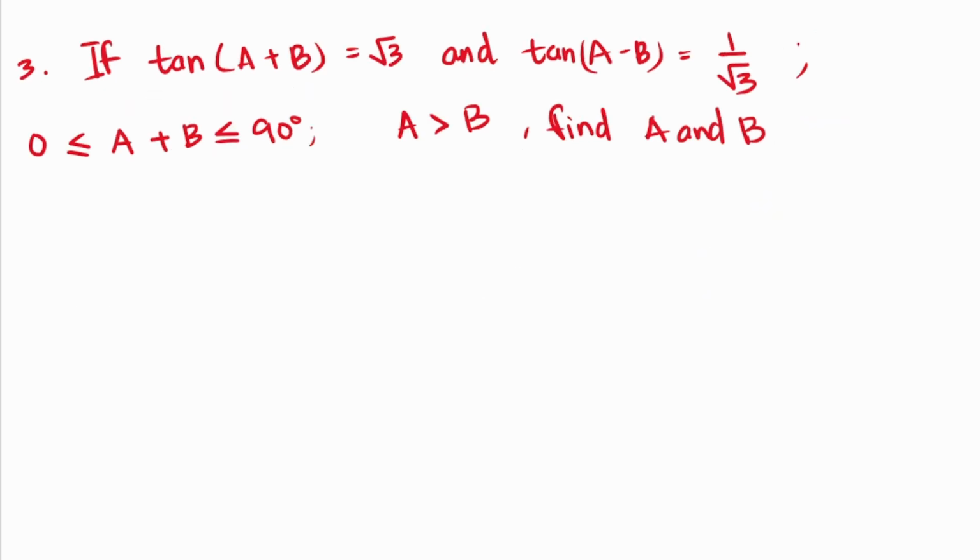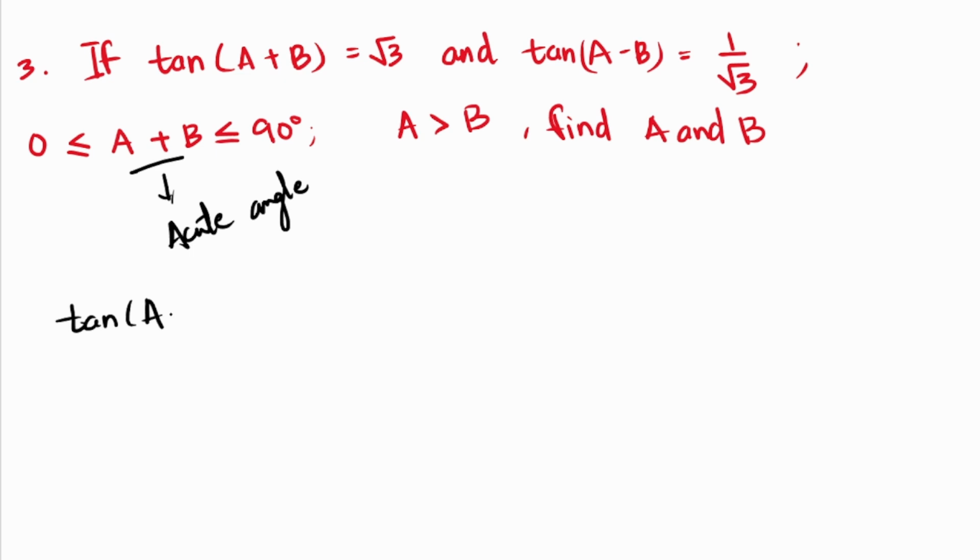Going on to the next question. If tan A plus B equals root 3 and tan A minus B equals 1 by root 3, they have given a condition that is 0 less than or equal to A plus B less than or equal to 90 degree, and A is greater than B, find A and B. A plus B is an acute angle, that is what they are trying to say. Now let us see how to solve this question.